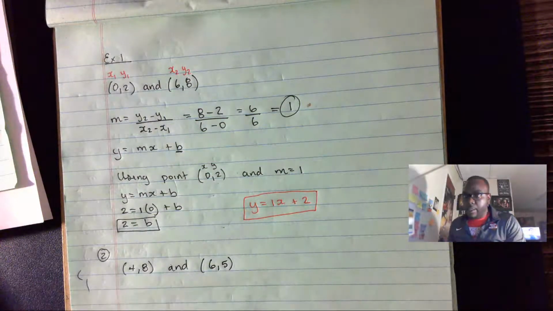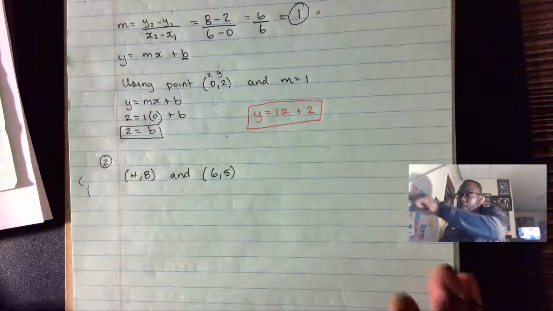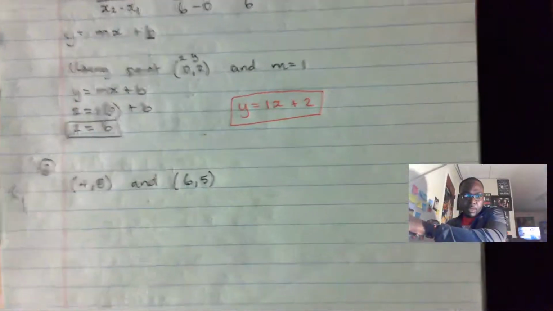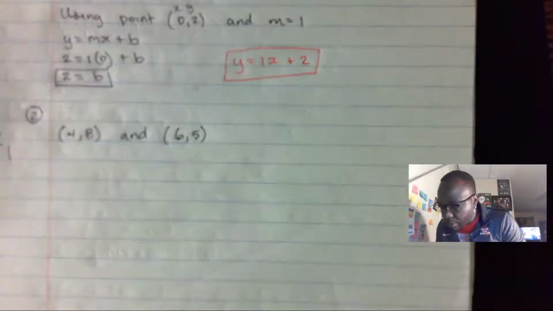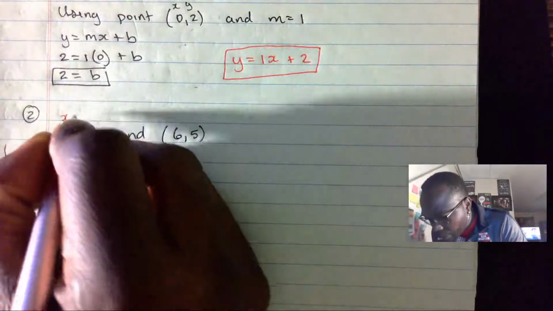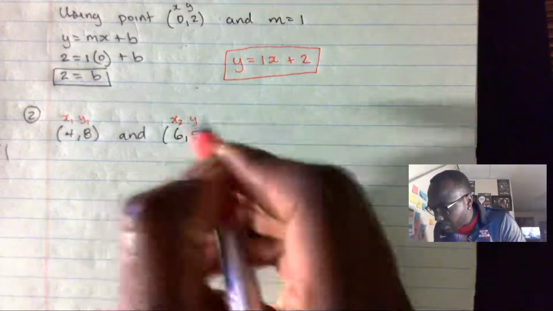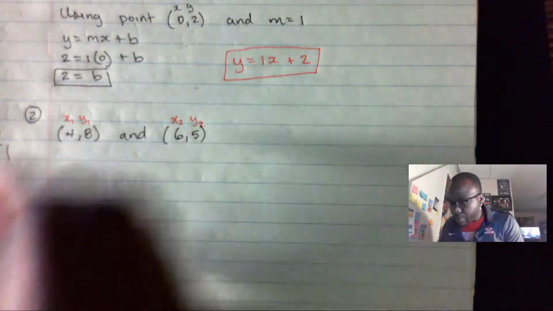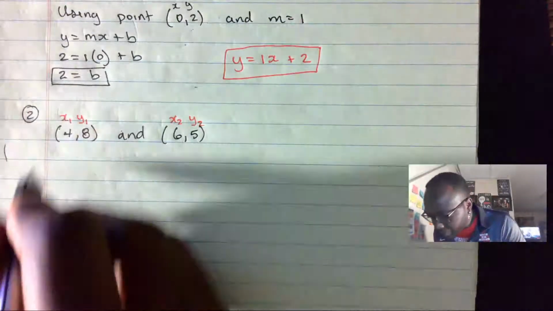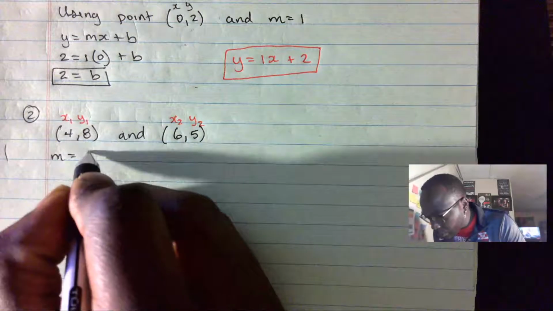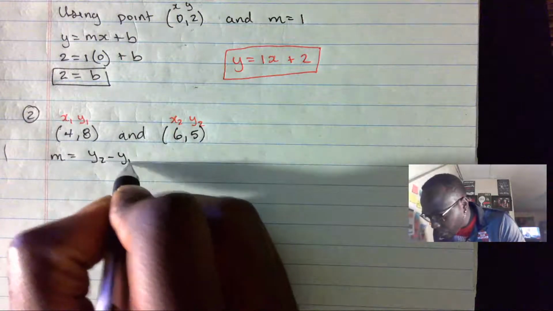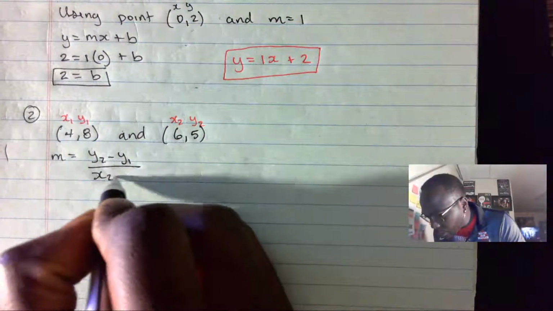So again, from here, what I'm always going to do is label my points here. It's going to be x1, y1, and then I have x2, y2. So now, again, remember, using m, we know that m is y2 minus y1 over x2 minus x1.